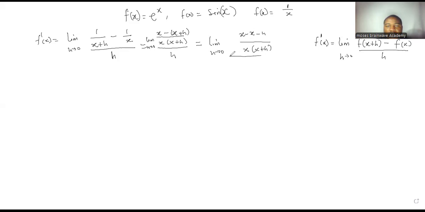Then the last guy is h over here. So x minus x is gone. I'm left with minus h. So let's continue over here. The limit as h tends to 0 of what? What do we have? We have minus h, right? So we have upon x into x plus h.